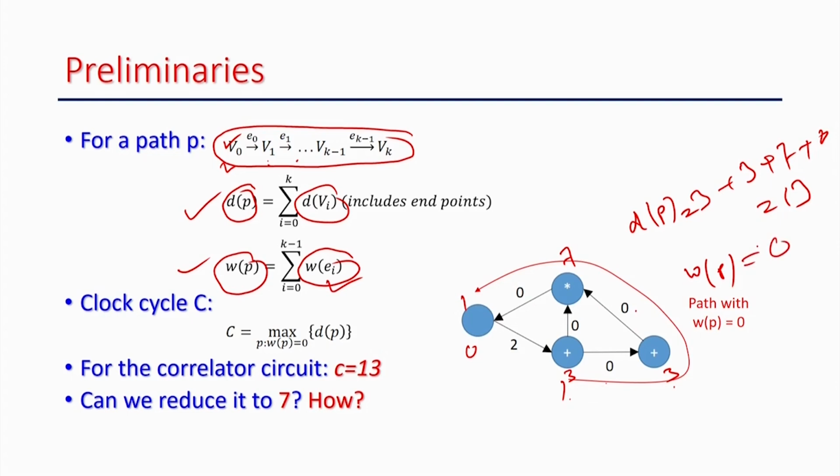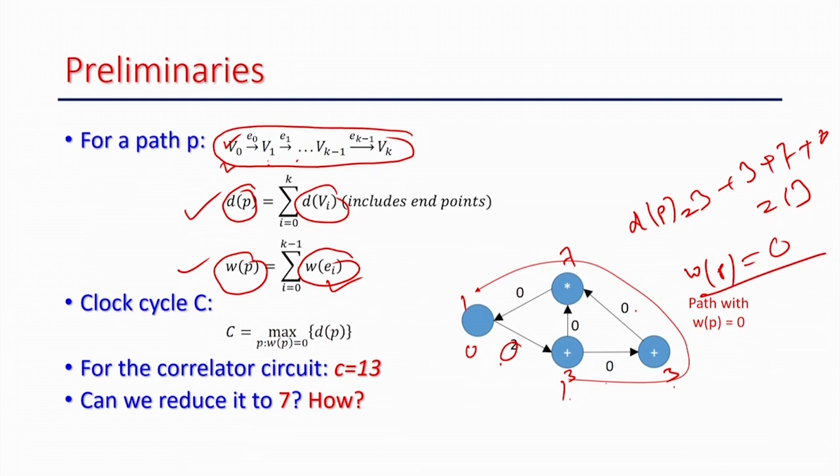Okay. If you take another path, say from this to this, what is the dP? dP is 0 plus 3 plus 3, right. So, this is 6, and Wp is 2 because I have a register here, 0 plus 2 plus 0. So, this is 2. So, this is how we can find out the dP and Wp for a given path. Okay. So, if Wp is 0 for a path, that means this is a combinational path, right. There is no register in that path.